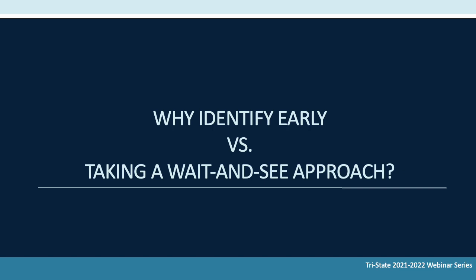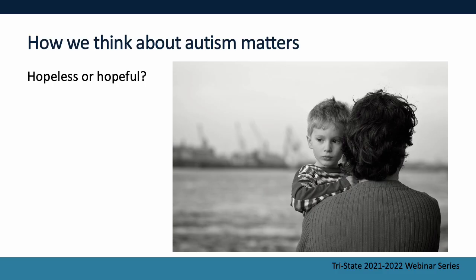So first, very briefly, let's talk a little bit about why we're here. Why should we identify autism spectrum disorder early versus taking what some might call a wait-and-see approach? Well, I think it really begins with thinking about how we think about autism. If you see autism spectrum disorder as devastating, impossible, really hard to adjust to and manage, then you are probably feeling a lot of hesitation and concern about using that word to describe the behaviors that you're observing in a young child.